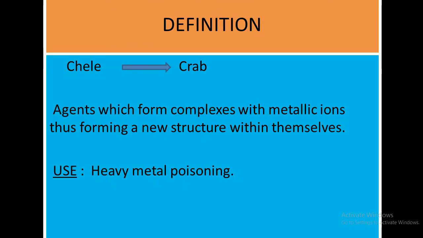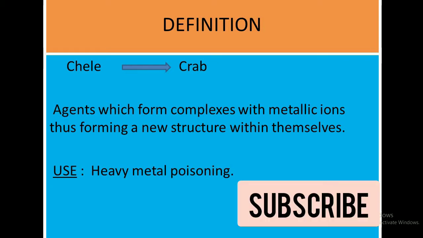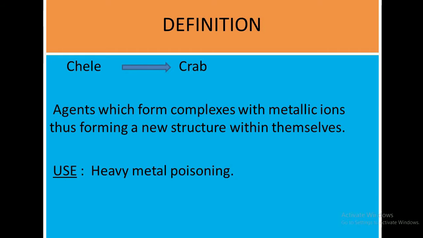Chel, in Greek, means crab. So just as a crab holds an object in a very strong way, in the same manner this compound, the chelating agent, holds a metal in a strong way. Hence in Greek it's called crab, chelating agents.